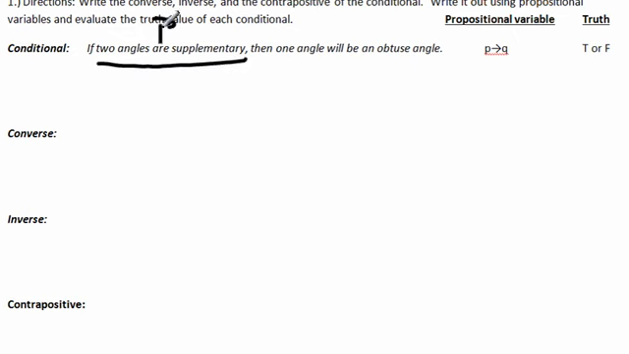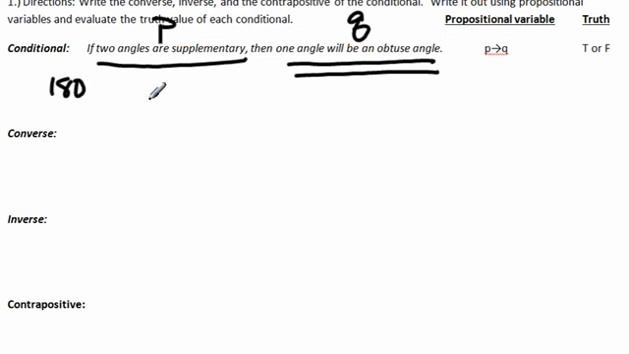So this is P, the hypothesis. Two angles are supplementary. Then one angle will be obtuse. And this is our conclusion. So our propositional variable is P then Q, and we want to assess is it true or false. So when I look at the statement, I'm talking about supplementary angles, and you all know that those are angles that add up to 180.